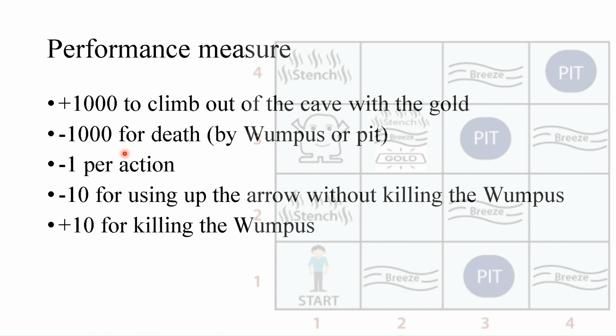But if we miss, that is, use the arrow and you miss the Wumpus, you will lose 10 points for that. So you have one arrow, you lose nothing if you don't kill the Wumpus and you don't use the arrow. If you use the arrow and you kill the Wumpus, 10 points. If you use the arrow and it's wasted and it doesn't kill the Wumpus, you lose 10 points.